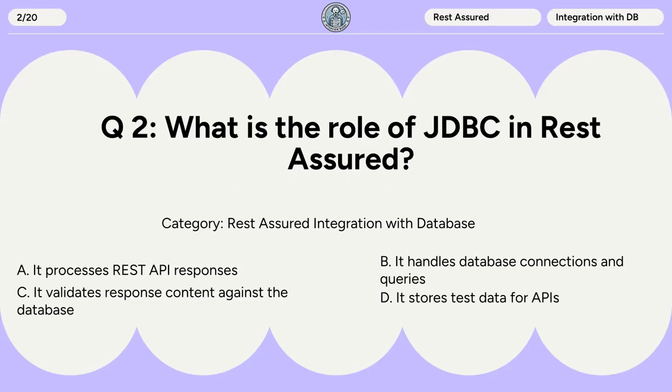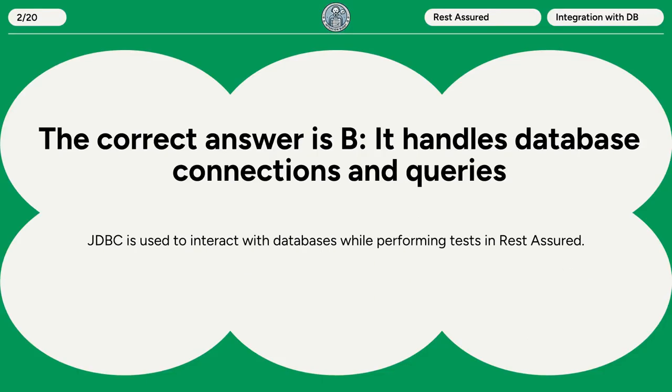Question 2. What is the role of JDBC in REST Assured? A. It processes REST API responses. B. It handles database connections and queries. C. It validates response content against the database. D. It stores test data for APIs. The correct answer is B. It handles database connections and queries. JDBC is used to interact with databases while performing tests in REST Assured.